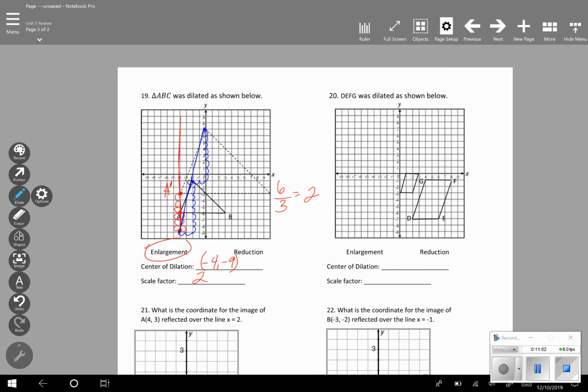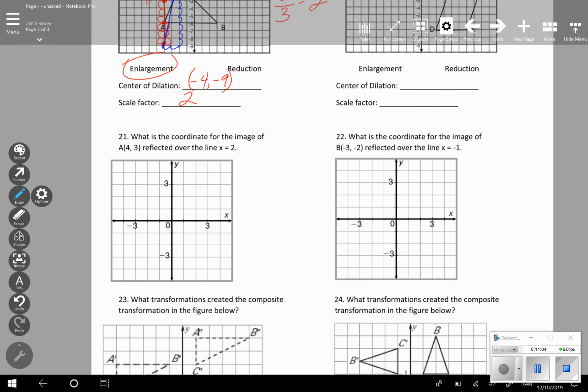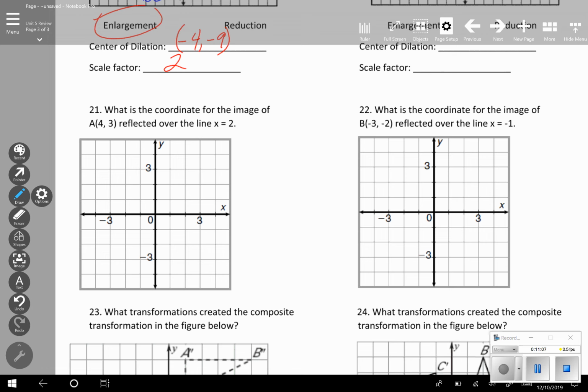Okay, so now number 21, it says, what is the coordinate for the image of A(4, 3) when it is reflected over the line x equals 2? Okay, x equals 2. That is a vertical line where your x value is 2. So right here, so there's x equals 2, and draw this vertical line. And it says we're trying to reflect the point A(4, 3). So 1, 2, 3, 4, 1, 2, 3.